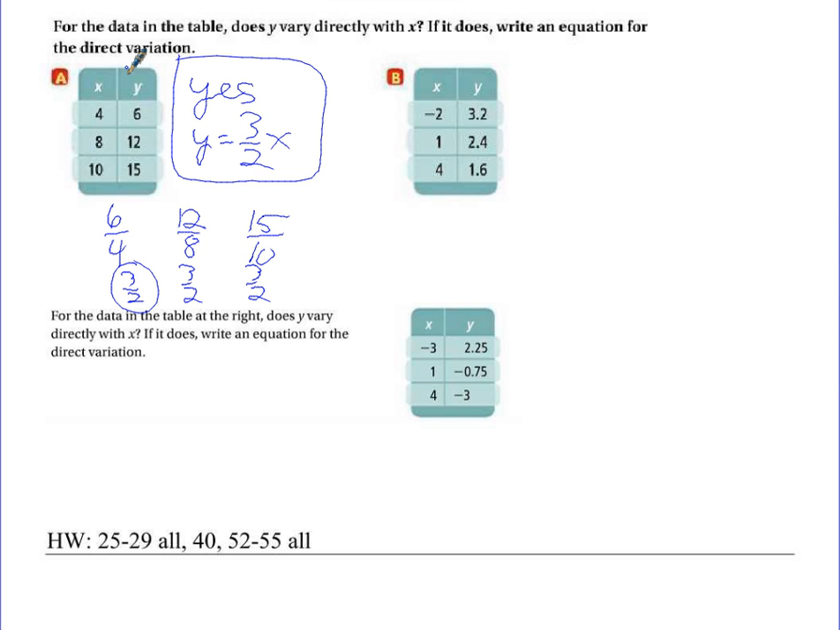Let's take a look at the second one. I need to do 3.2 divided by negative 2. I need to do 2.4 divided by 1. I need to do 1.6 divided by 4. On your calculator, go ahead and enter those in. Do I get the same number each time? This one's 2.4. This one's negative something, 1.6. This one's like 0.4. Do I get the same number each time? Nope. So this is not direct variation.